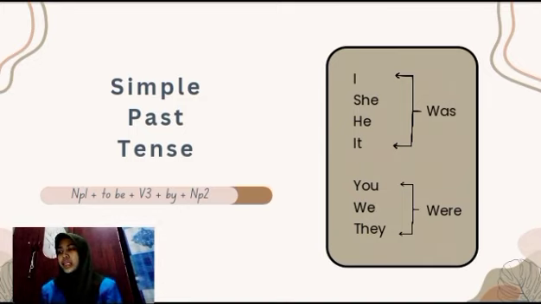Now I will explain what simple past tense is. The simple past tense is a type of sentence that is used to tell events that happened in the past, which are completed in the past as well.